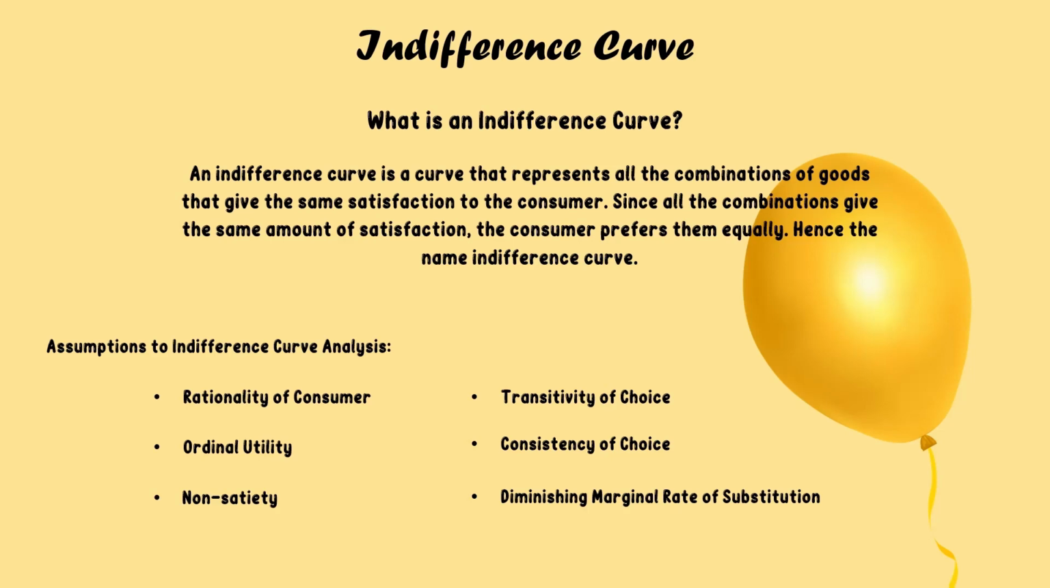The fourth is transitivity of choice, which means that if a consumer prefers A to B and B to C, he must prefer A to C. And the fifth is consistency of choice. It means that if a consumer prefers A to B in one period, he will not prefer B to A in another period or treat them as equal. And the last one, the sixth, is diminishing marginal rate of substitution.